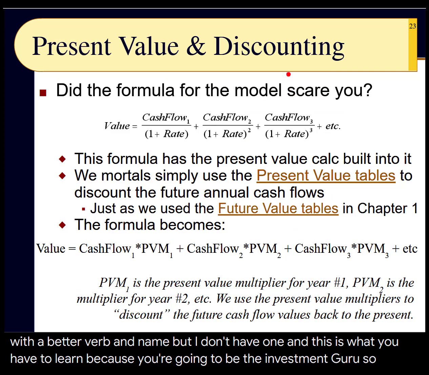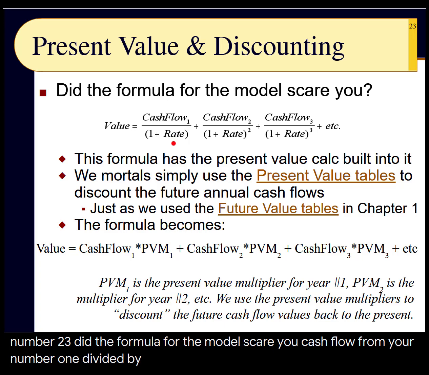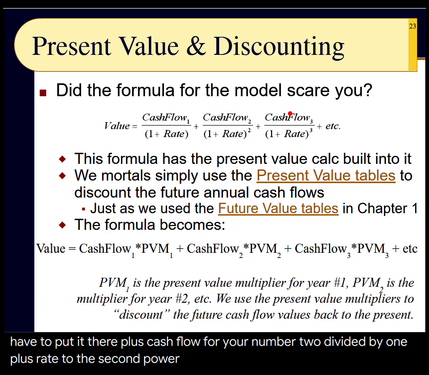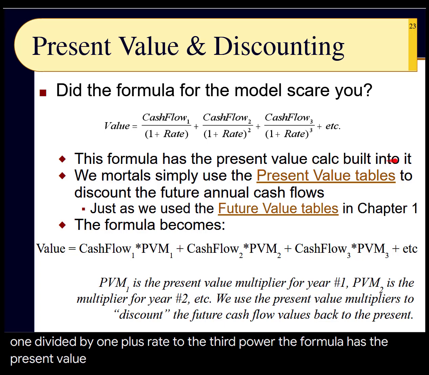So, slide number 23. Did the formula for the model scare you? Cash flow from year number 1 divided by 1 plus rate to the first power, plus cash flow for year number 2 divided by 1 plus rate to the second power, plus cash flow for year number 3 divided by 1 plus rate to the third power. The formula has the present value built into it.